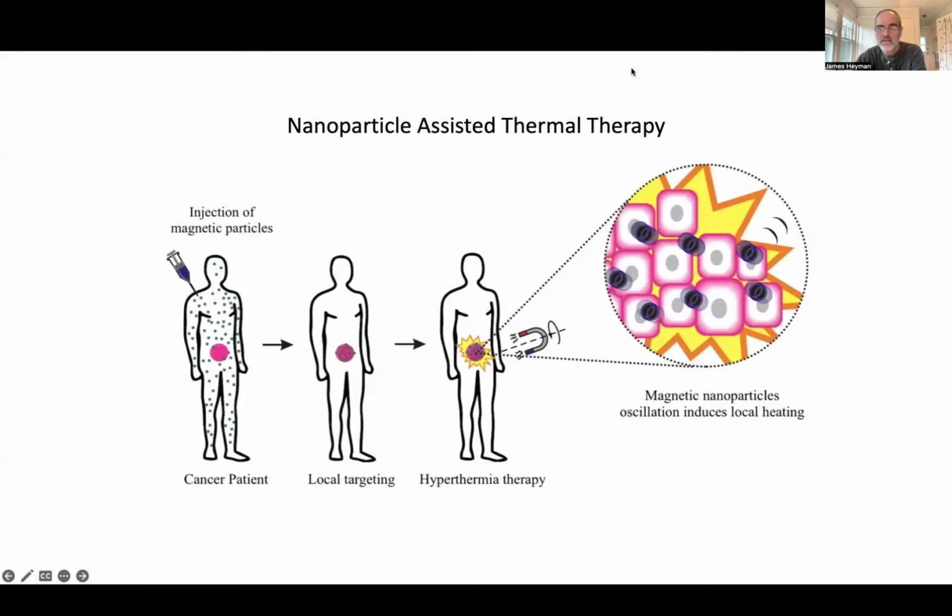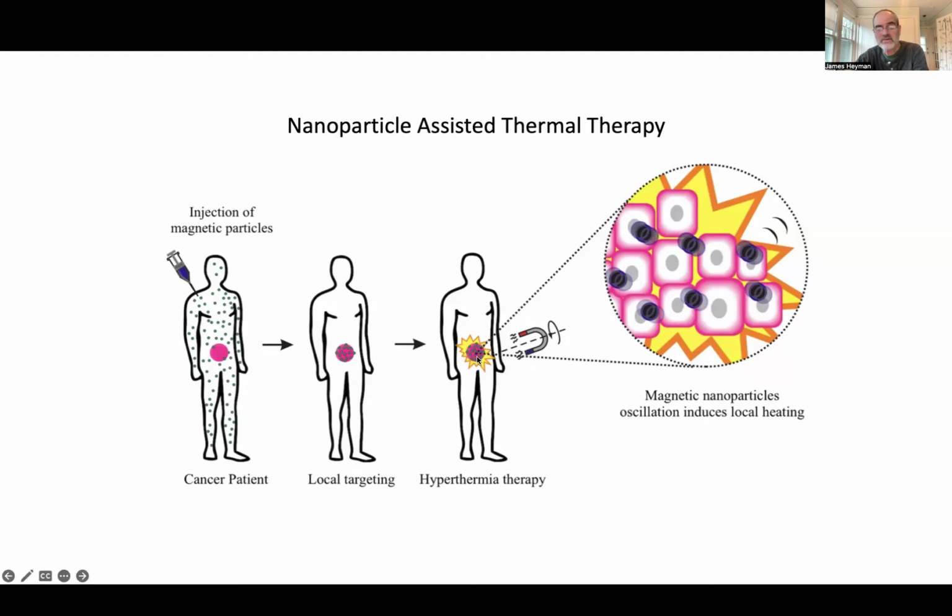All right. Well, now I'd like to analyze something called thermal therapy, which uses magnetic nanoparticles to help treat diseases like cancer. Here's the idea behind nanoparticle-assisted thermal therapy. We imagine a patient that has a tumor is injected with magnetic nanoparticles. And through some mechanism, the nanoparticles target the tumor. They accumulate here. All right?